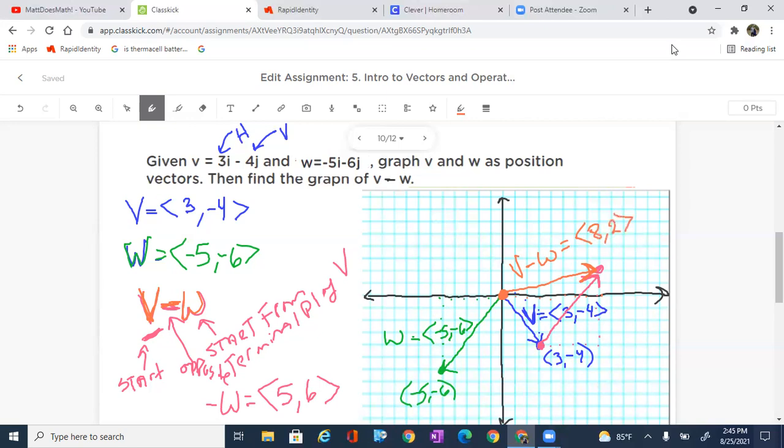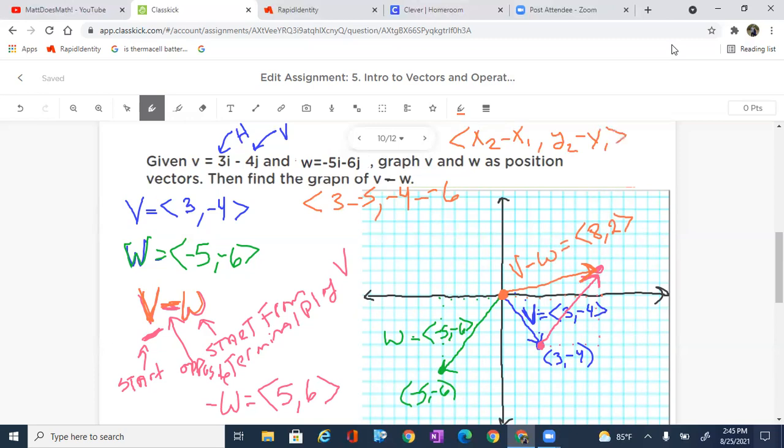Now, some of you may at this point recognize an easy way of doing this, okay? If we're figuring this out or subtracting these, how do I get 8 from 3 and negative 5? Well, I simply say, what is 3 minus negative 5? Or in this case, x2 minus x1, okay? And then I can do the exact same thing. I can take negative 4 minus negative 6, which is the same thing as saying y2 minus y1.